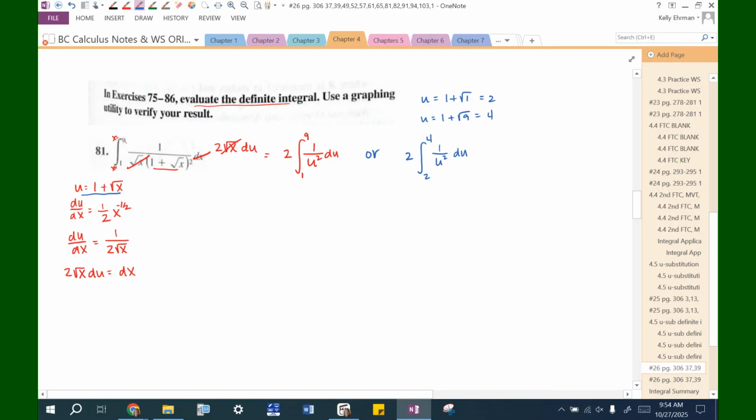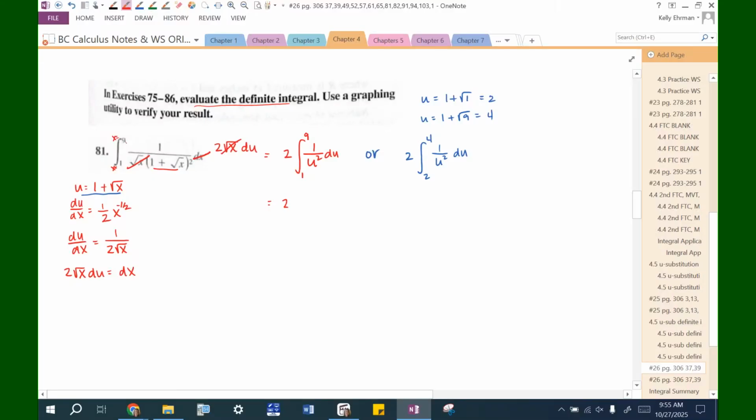The reason I point out both is because if you're selecting from multiple choice answers and they're not getting you the answer, they're just getting you the setup, sometimes they will use the bounds in terms of x, and sometimes they'll use it in terms of y, or in terms of u. So you need to know which is which, or how to do both.